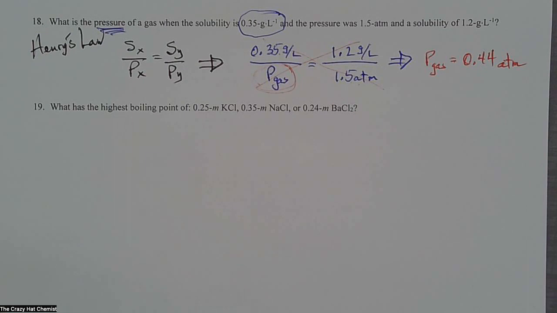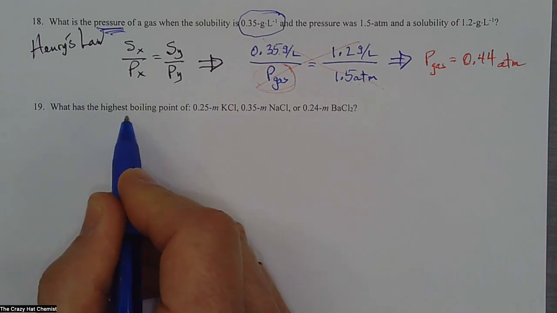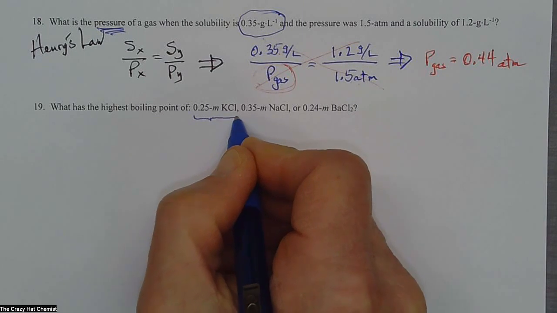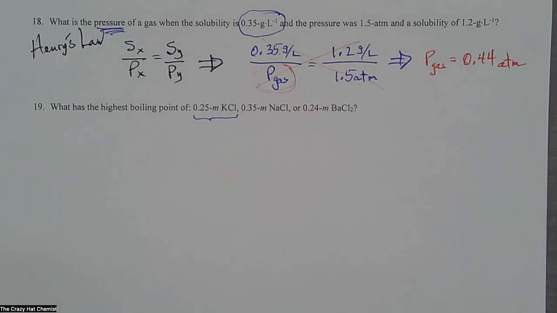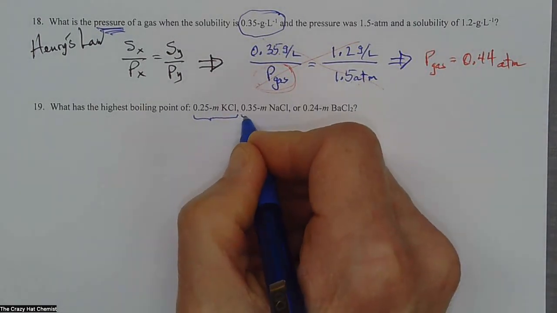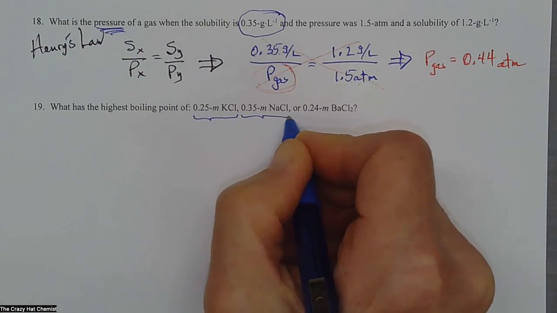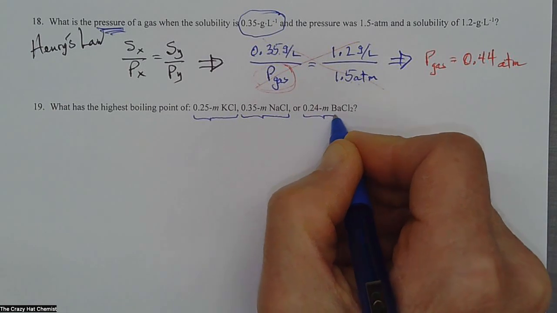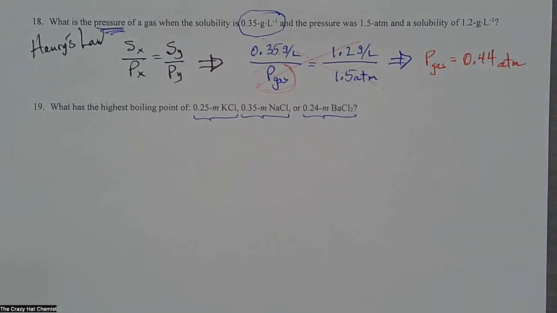All right. Now we have the final last problem here. And so here we go. It says, what has the highest boiling point of these three things? So we have 0.25 molal potassium chloride, 0.35 molal sodium chloride, or 0.24 molal barium chloride.